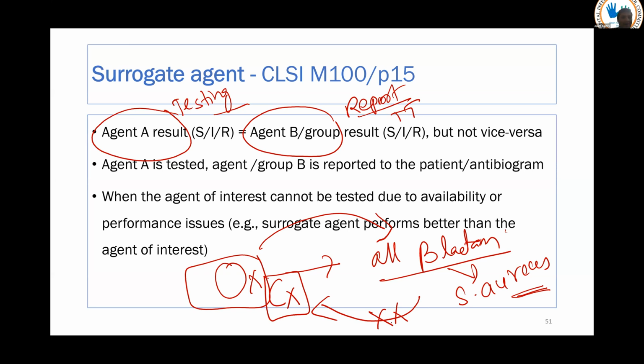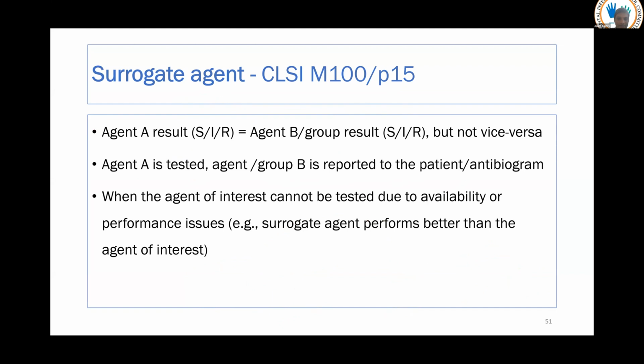And the second criterion is that agent A is usually tested but not reported. What is reported for the patient is the group agent B, because this is what is going to be added to the antibiogram.